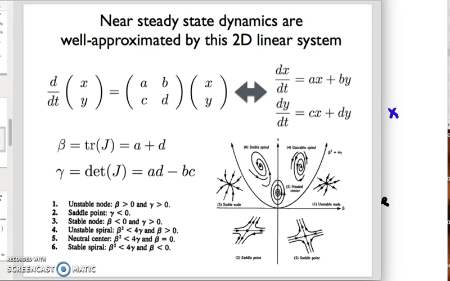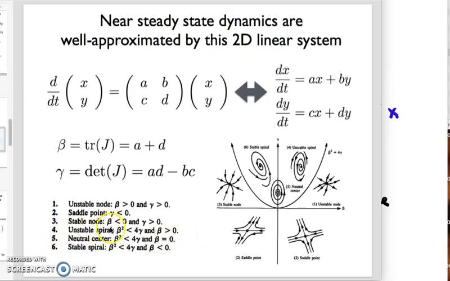So there's the trace determinant plane. This is one of your slides from class. And when the determinant is positive, we know it's not a saddle. And when the trace is positive, then we know that it's either an unstable spiral or an unstable node. And the difference depends on whether you're above this parabola or below it. To determine whether you're above or below the parabola, this is a comparison between beta and gamma, a comparison between the trace of the Jacobian and the determinant of the Jacobian.